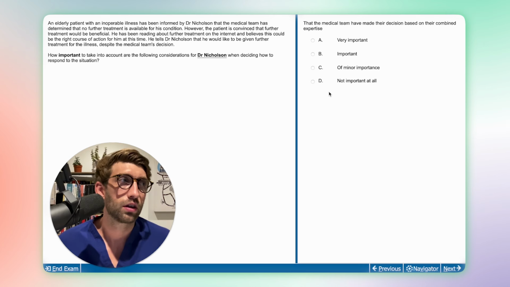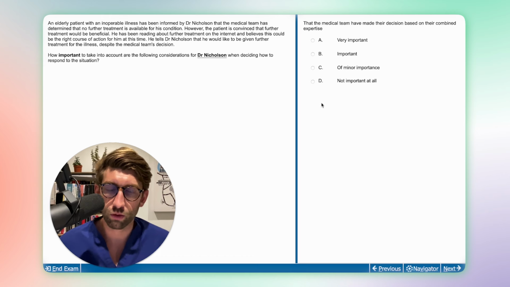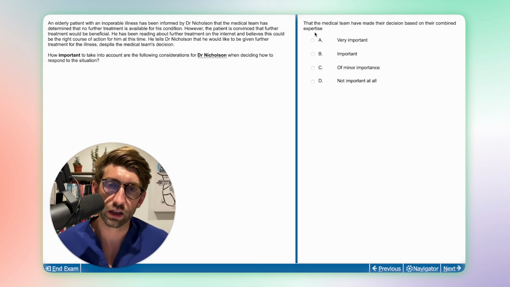Now, the way to tackle these sorts of questions is firstly to ask: is it top half or bottom half? Then once it's within the top or bottom half, you need to split the hairs. So I would say this is top half.